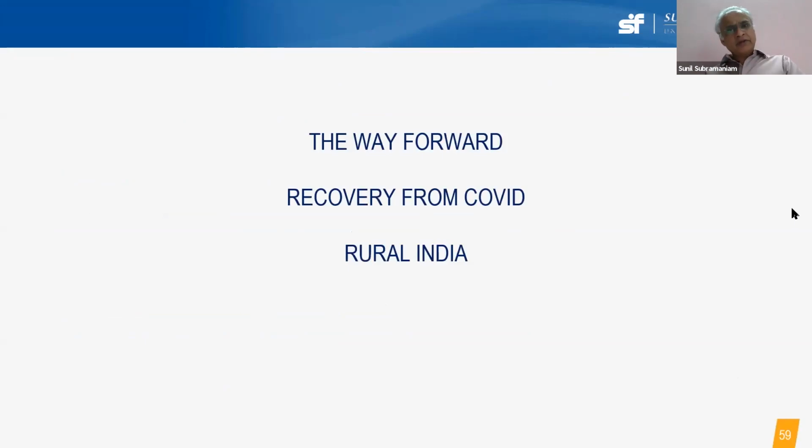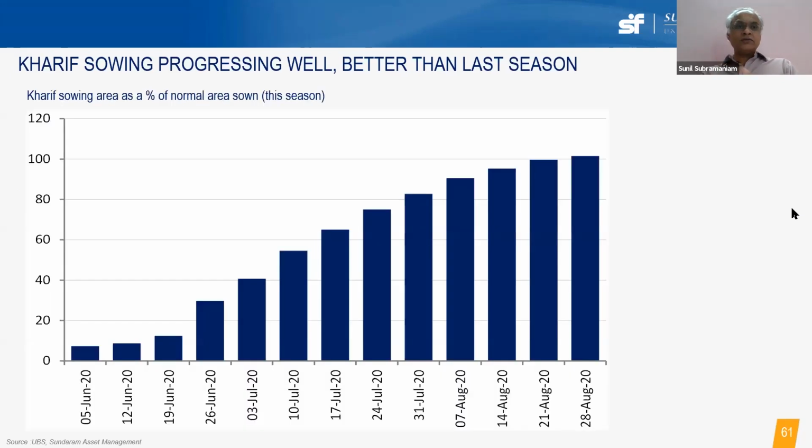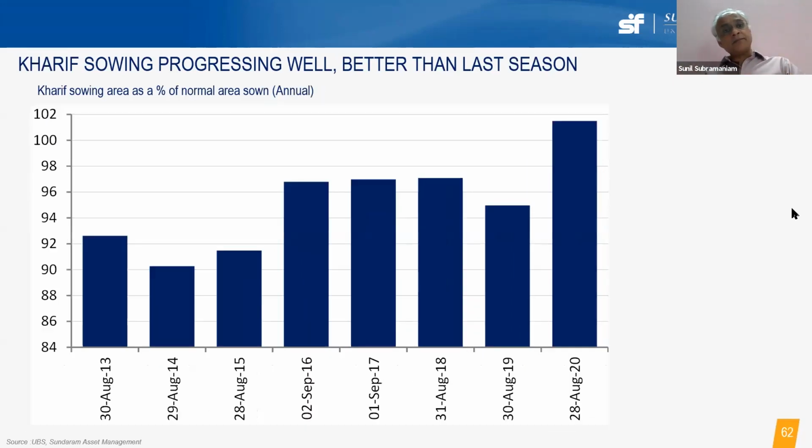Right? On the recovery side, let's look at the rural side and the urban side differently, because as I mentioned, on the rural side, initially the success was in preventing the virus from going to rural India. So naturally, the sowing season, the Kharif sowing season, which was right at this time, was much better than last season. As you can see here, week on week, the Kharif sowing area as a percentage of normal area sown has been rising, and last week it touched 100%. And as a percentage of normal area compared to previous years, we are at a 7-year high in terms of the sowing area.